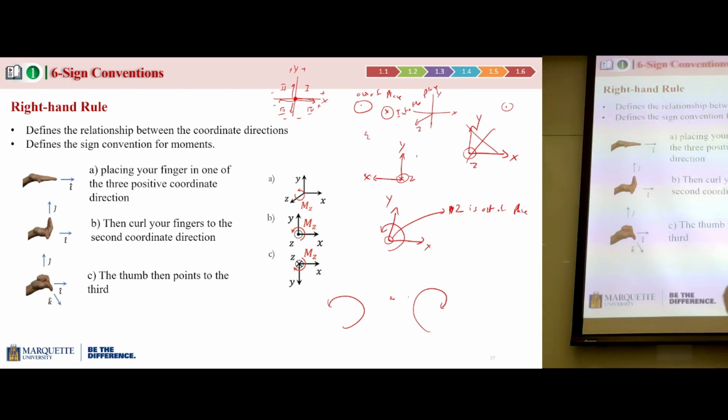So in this case, we're going to curl wherever the moment is acting, and then the thumb will point the direction of the moment. So the direction of the moment is outside the plane. In this case, we're going to curl the finger this way because the moment is rotating this way. So our thumb is indicating into the plane. So that's the direction of the moment in this case.